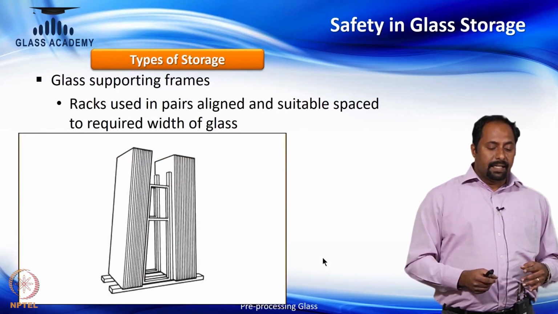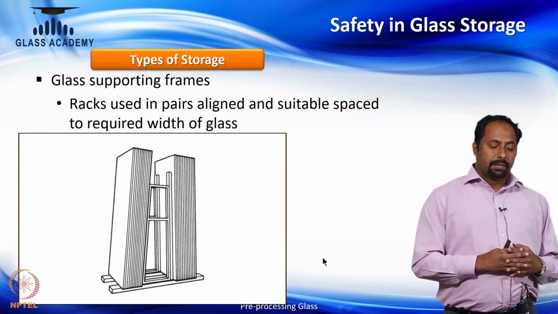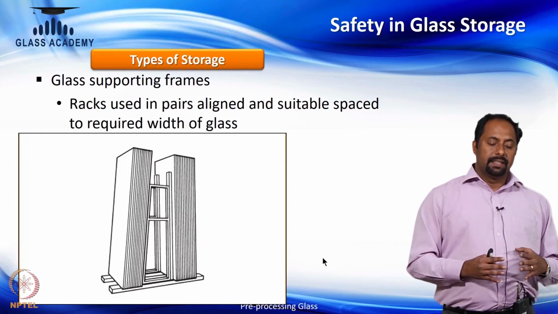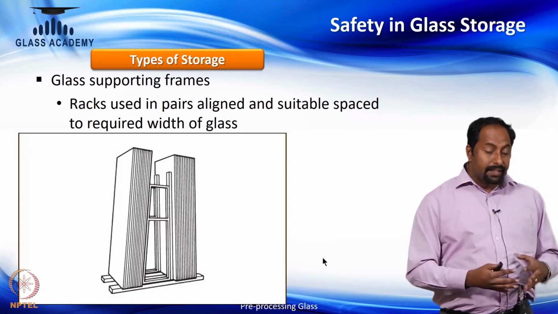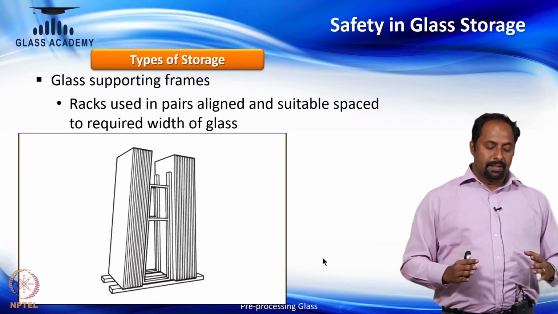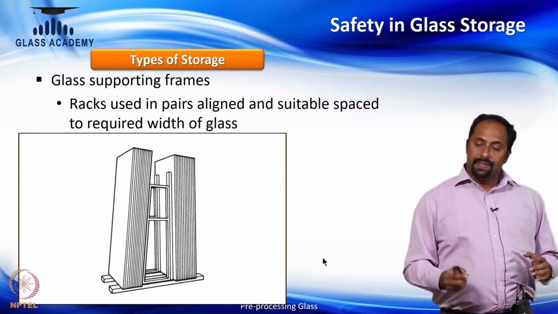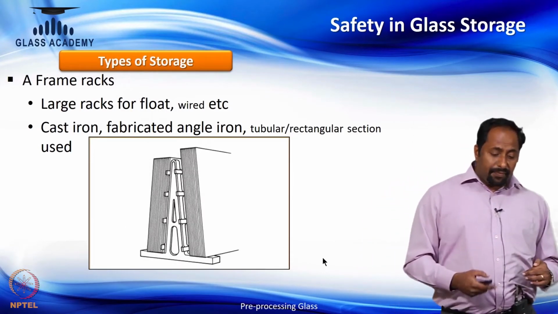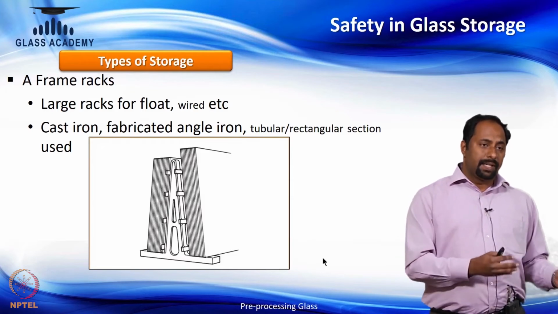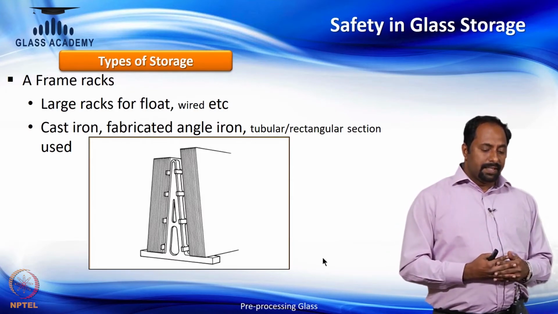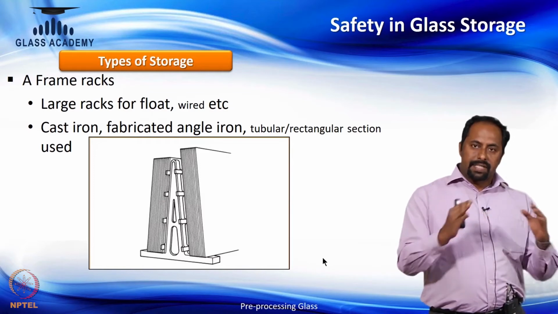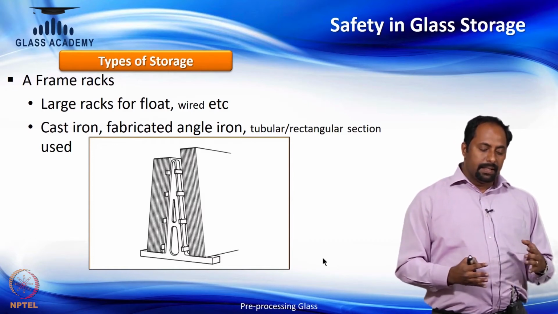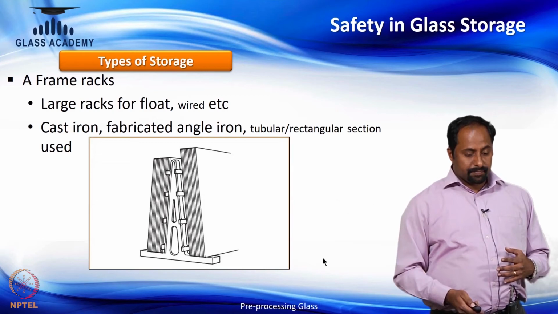And then glass supported on a frame. This is the way racks are used in pairs, aligned and suitably spaced, based on the required width of the glass. It's very clear in the picture how on both sides of a frame glass is stored with a safe angle of inclination. And there is something called an A-frame, which is also very common in storage as well as transportation. It has the shape of an A-frame, with a cast iron or fabricated angle iron. Then on both sides we can store the glass.